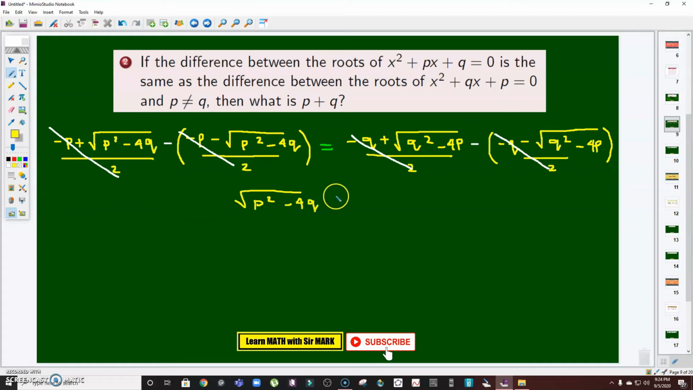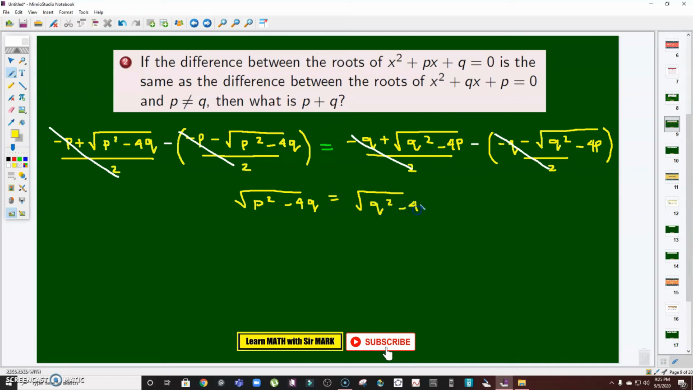So same thing, this one is 1/2 square root of q squared minus 4p. Negative, negative, that's positive. 1/2 of the same expression, q squared minus 4p, square root. There you go.